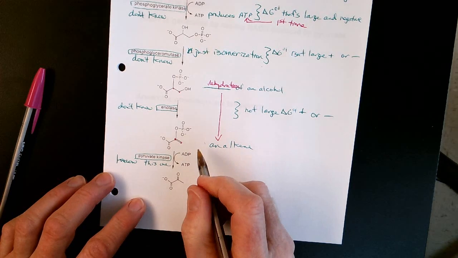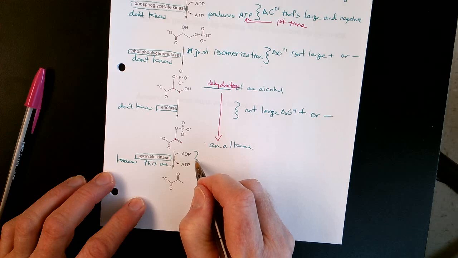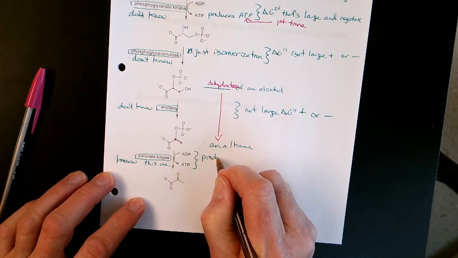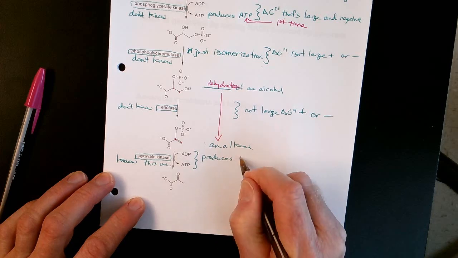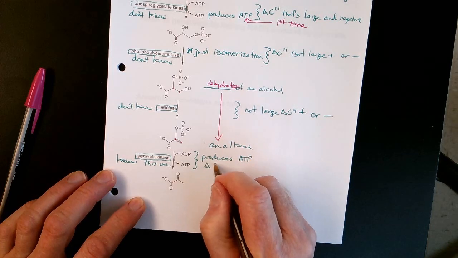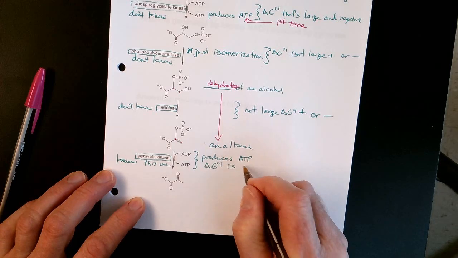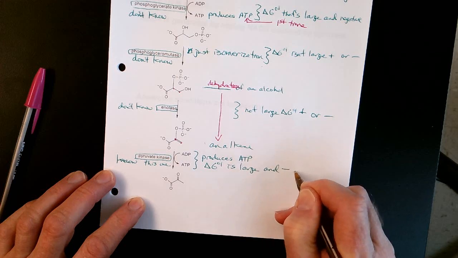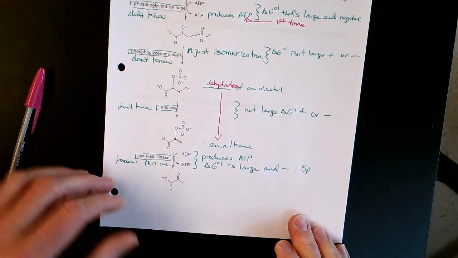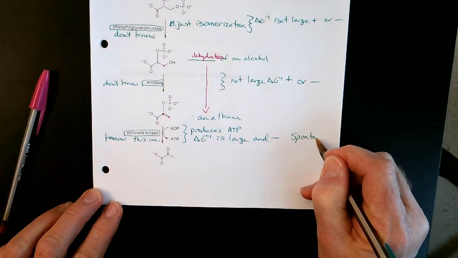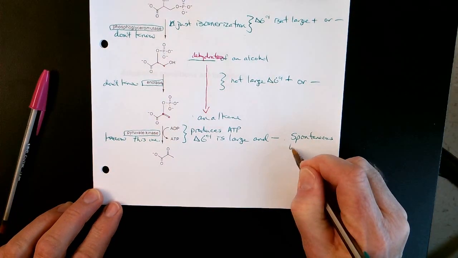Here's a step where it looks like there's some good news, and there is. This now again produces ATP. Delta G is large, and it's negative. It's very spontaneous, and I'm writing under part of the screen, sorry. Very spontaneous, wants to go.